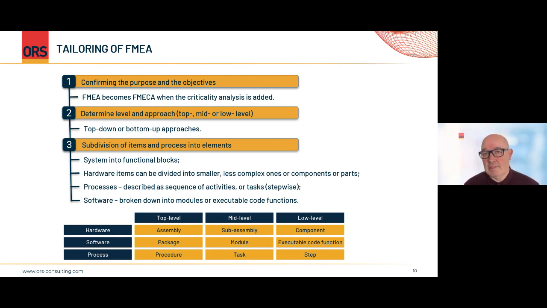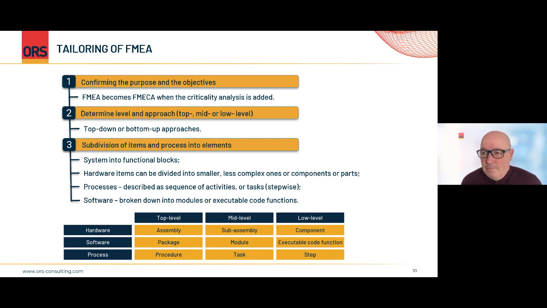Thirdly, in terms of tailoring the FMEA, we've got to decide at what level we're going to do it. We need to subdivide complex systems into functional blocks. The hardware items can be divided into smaller, less complex ones, or right down to components and parts. The processes in terms of a sequence of activities or tasks, so we could look at that in a stepwise way, and or from a software perspective, instead of hardware, we'd break that down into modules or executable code functions.